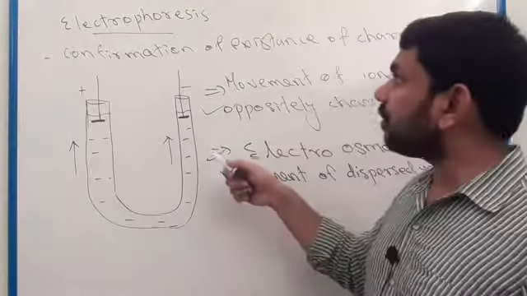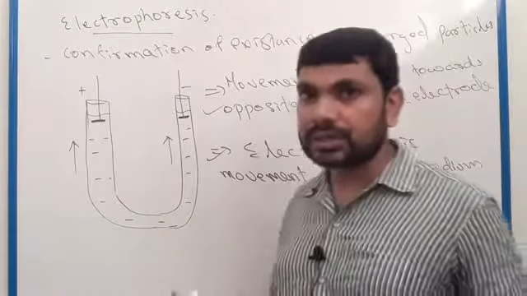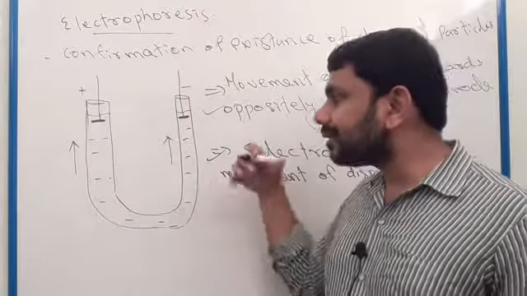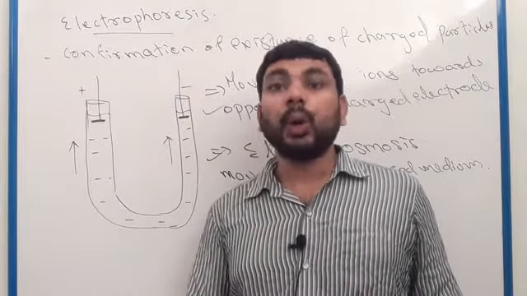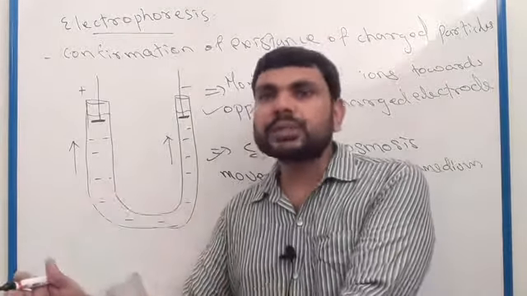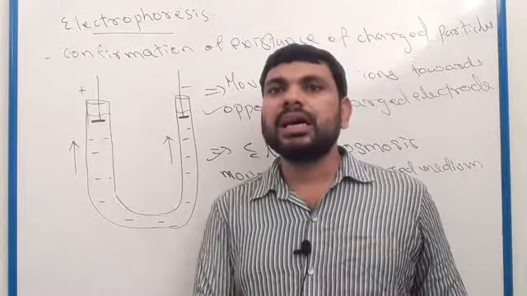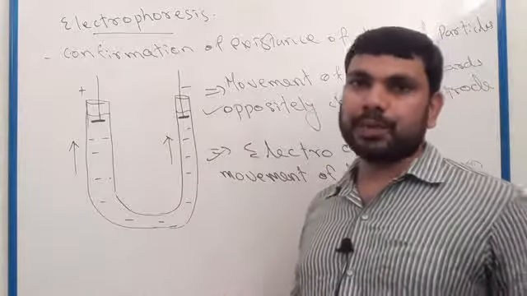Okay, so electrophoresis confirms the existence of charged particles. In a colloidal solution, there are positively charged particles and also negatively charged particles, or maybe there are only positively charged particles or only negatively charged particles. That's why electrophoresis takes place.